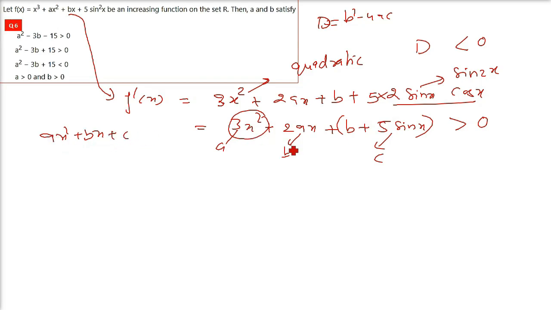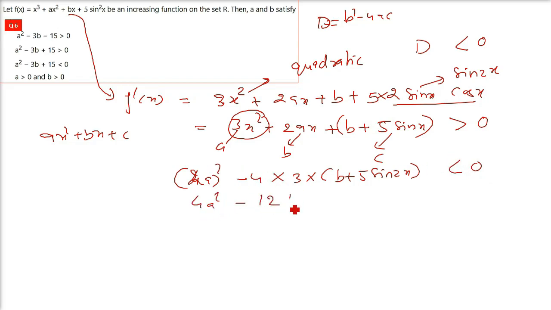So ax² + bx + c. So we have b² - 4ac. This is (2a)² - 4 into 3, and then c is b + 5 sin 2x. I've just changed it to sin 2x. It should be less than 0. So 4a² - 12b, just multiply inside, and minus 5 into 12 is 60 sin 2x. This should be less than 0. Okay, now let us divide everything by 4 so that you get a proper equation which resembles the solution. You get a² - 3b - 15 sin 2x. This should be less than 0.